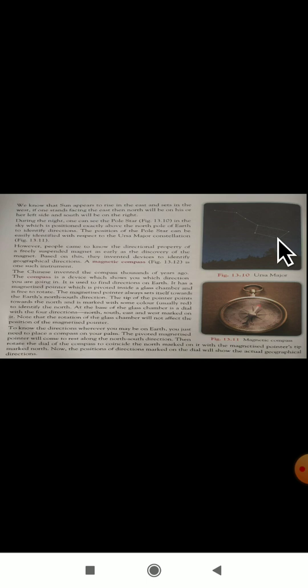However, people came to know the direction property of a freely suspended magnet as early as the discovery of the magnet. Based on this, they invented devices to identify the geographical directions. A magnetic compass is one such instrument. Yes, you all know very well about the magnetic compass. Even in your compass box, a small one like this will be there. Magnetic compass we call it.